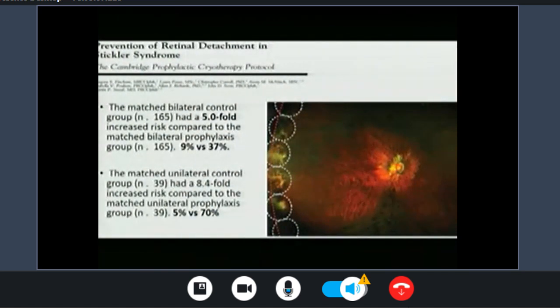And they found that if you perform prophylactic cryotherapy 360 degrees at the ora, you reduce the chance of retinal detachment by 5-fold, from 37% to 9%. If you do it unilaterally, in one eye, where the other eye is detached, which tells you that this patient is more likely to detach, they found that they reduced the rate of detachment by eightfold, from 70% to 5%. Remember, this is in the UK, Cambridge.